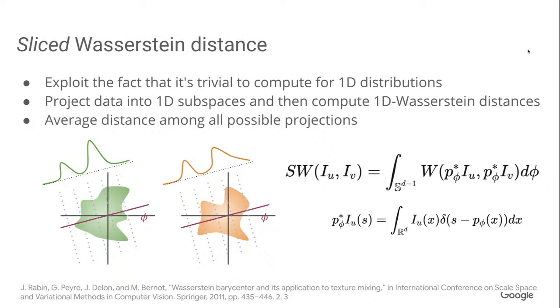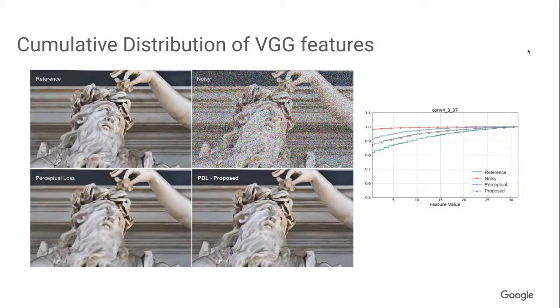To exploit the good properties of the one-dimensional case, we adopt the sliced Wasserstein distance introduced by Rabin and colleagues. The overall idea is to project the data into one-dimensional subspaces and then compare and average the one-dimensional distributions. Here you can see an empirical distribution of a deep feature extracted from a VGG network for the reference image, the noisy low-quality input, the image recovered using the perceptual loss, and the image recovered with PDL, our distribution loss. The empirical distribution of PDL is the closest to the reference one.